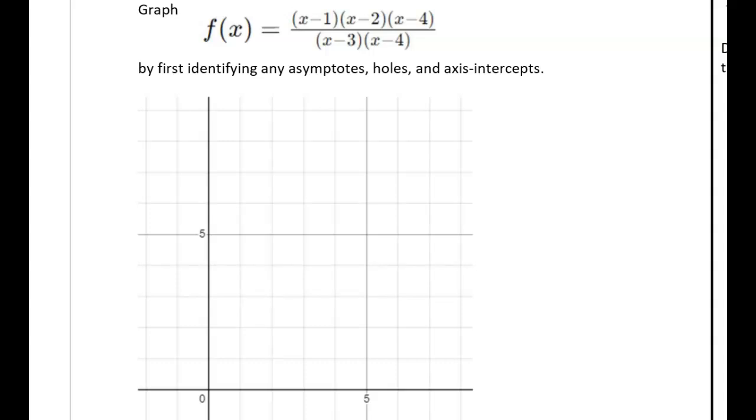Here is the solution for the day 3 BOWERK. Graph this function and graph it on paper by identifying asymptotes, any holes, and any intercepts.